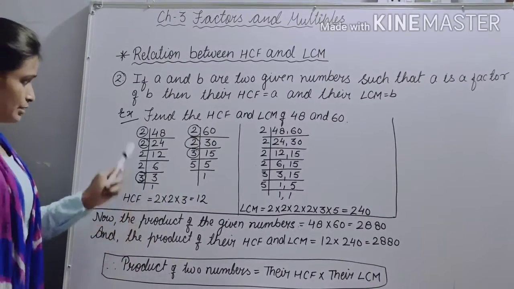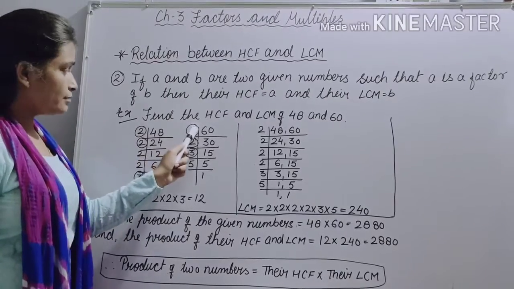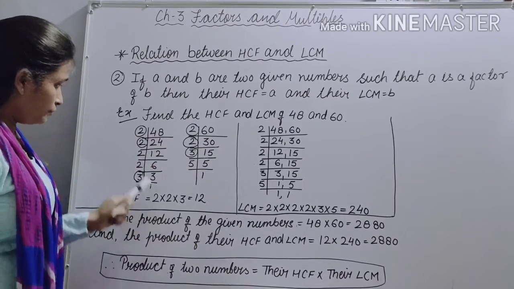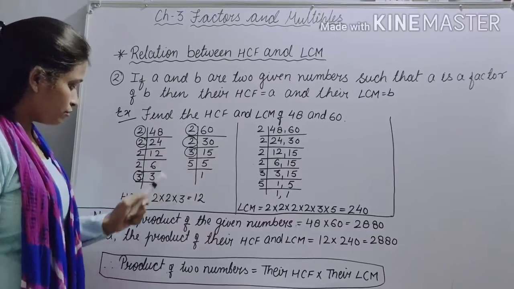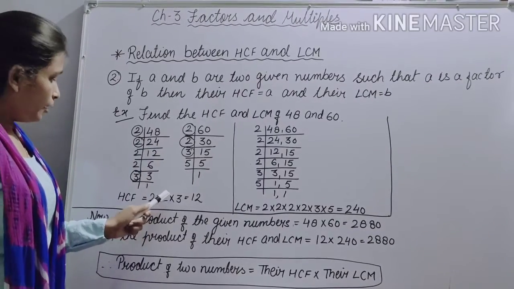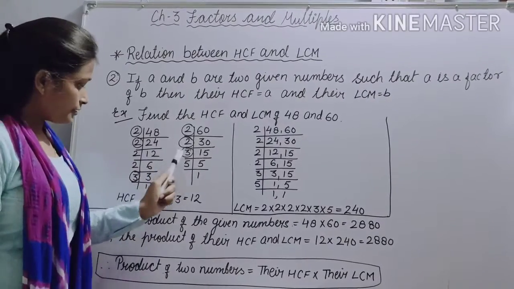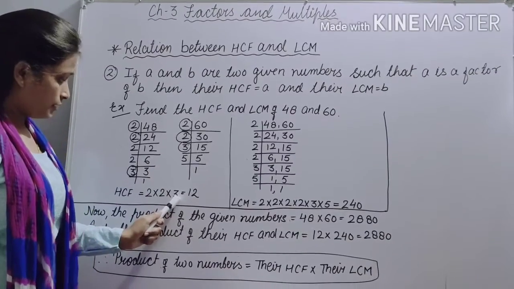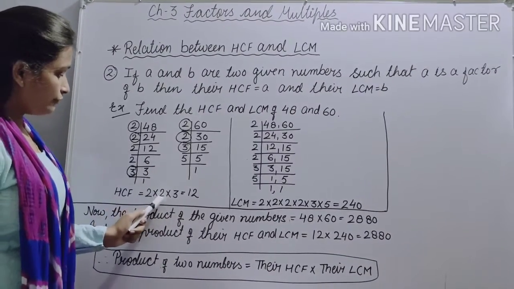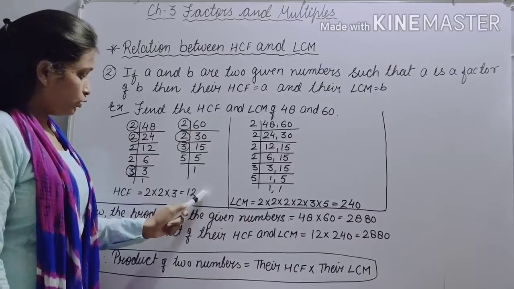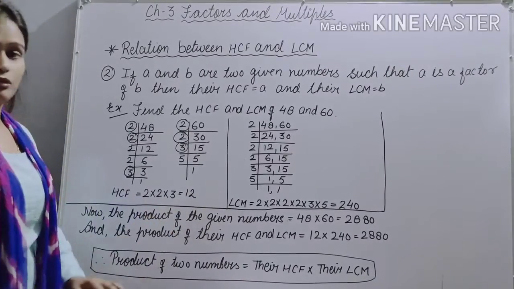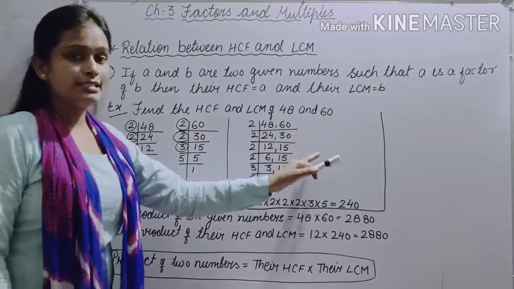So HCF is equals to this 2 and this 2 common, so place here 2. Again this 2 and this 2 common, again place here 2. Multiply this 3 and this 3 common here is 3. Now 2 2s are 4 and 4 3s are 12. So its HCF is equals to 12. Now this side is for LCM.